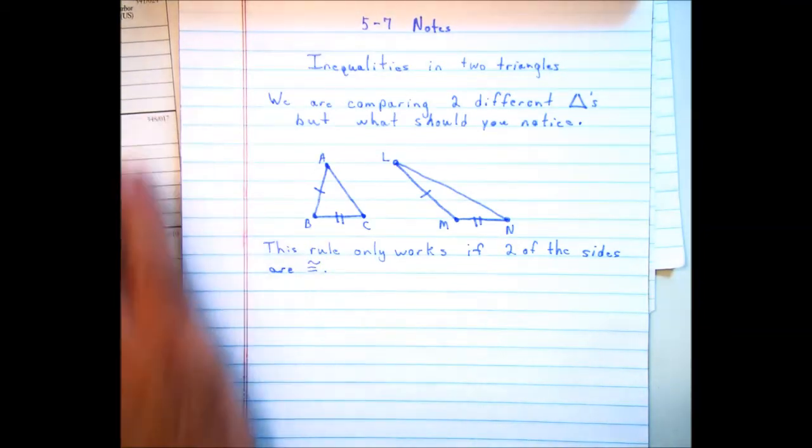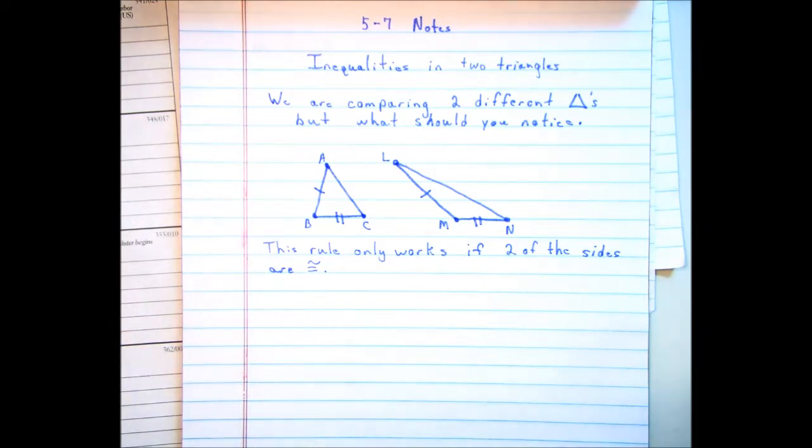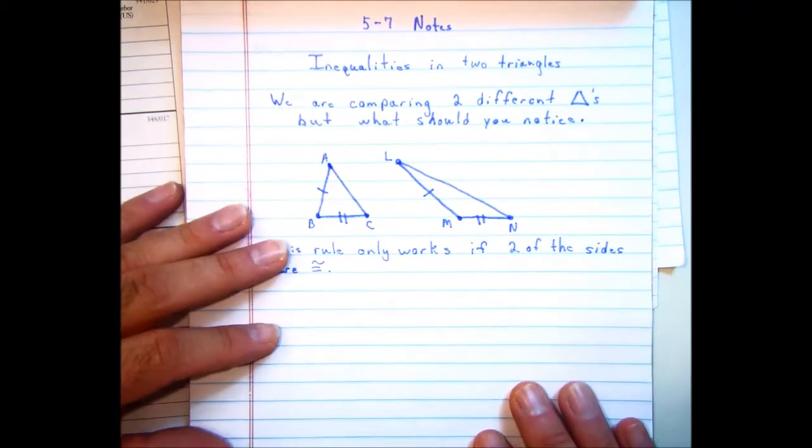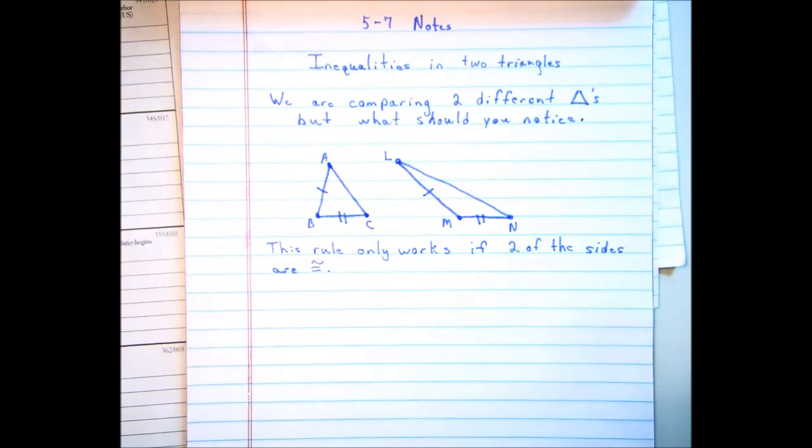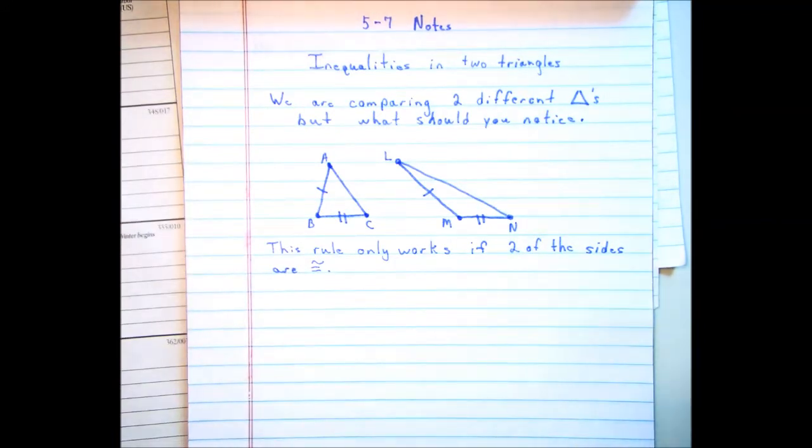This is lesson 5-7. This is the very last section of this chapter. And these notes are on inequalities in two triangles. So let me explain something to you so that you understand that we're not learning a different concept. We're learning a different application of the same concept.